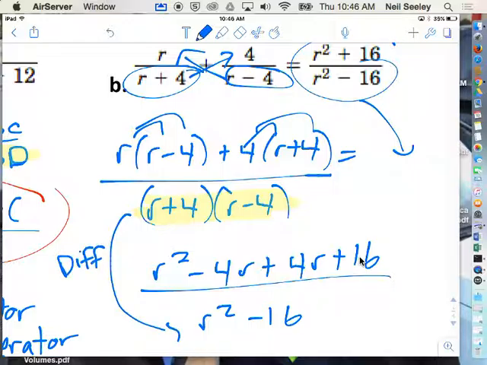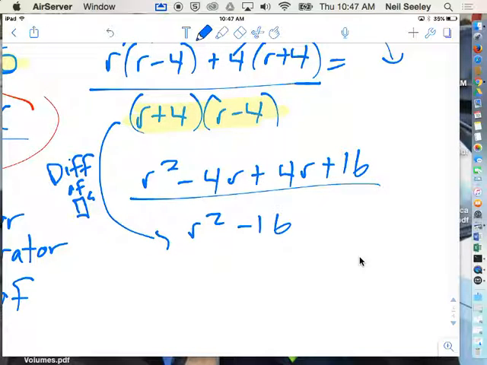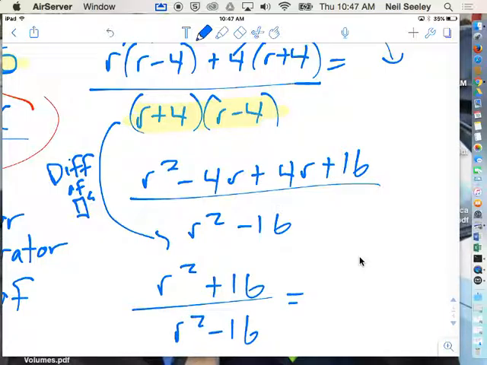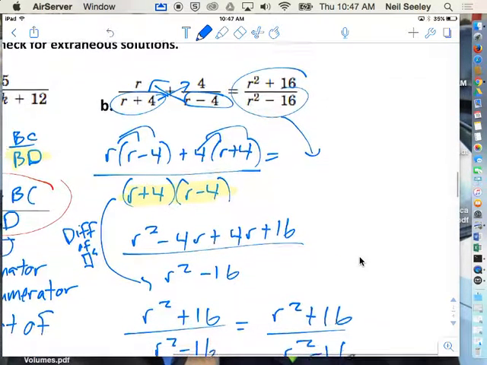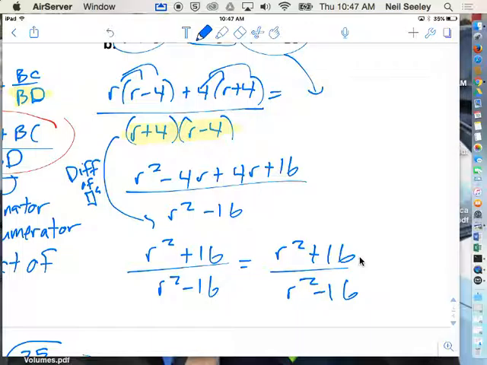Got it. And then keep combining, simplify, simplify, simplify. I think we got this. R squared plus 16 over r squared minus 16 equal to, what was the other side? Hey, it's the same thing. That's weird. I just got the same thing, top and bottom. Did you know what that means? You solve and you get the same on both sides. Do you remember this scenario?